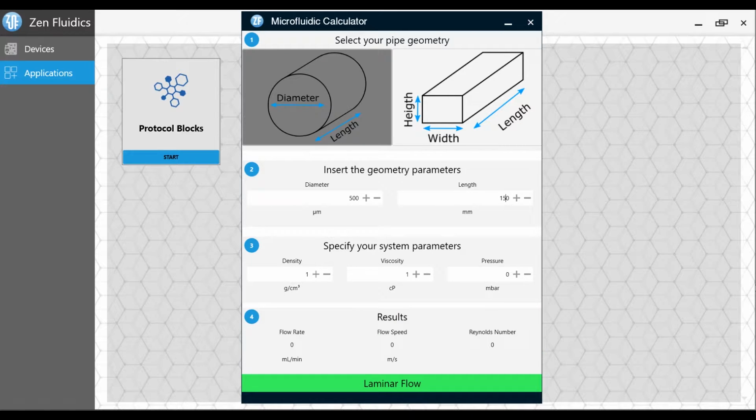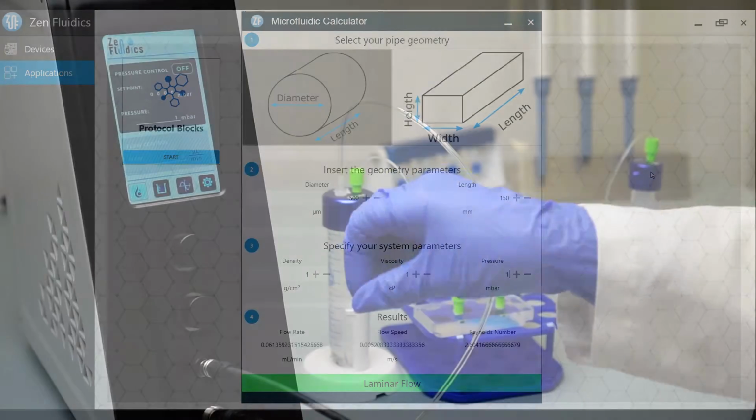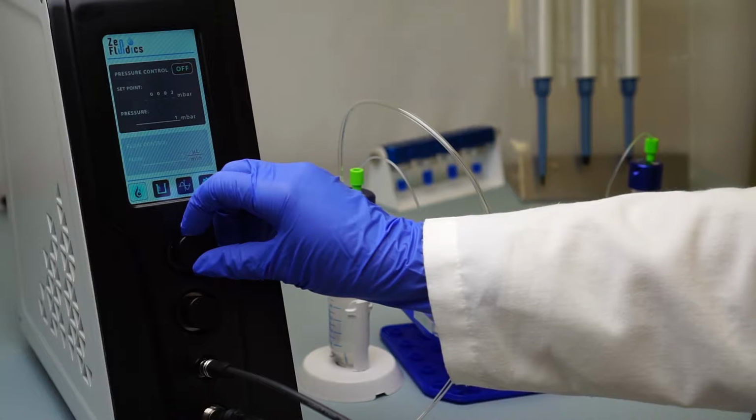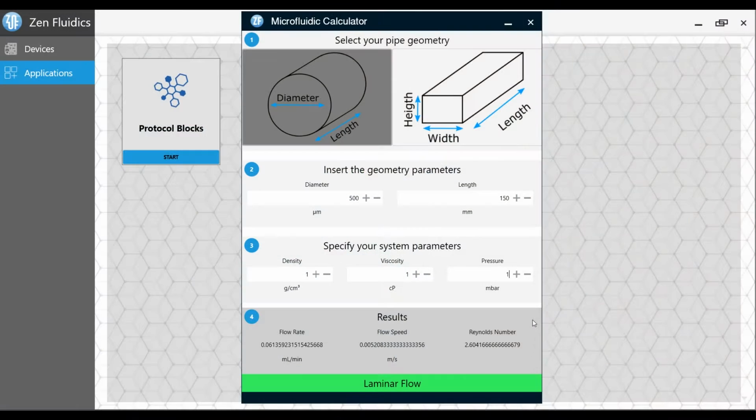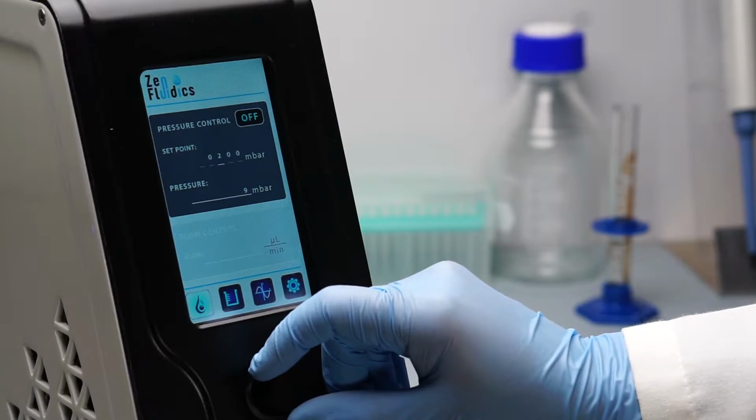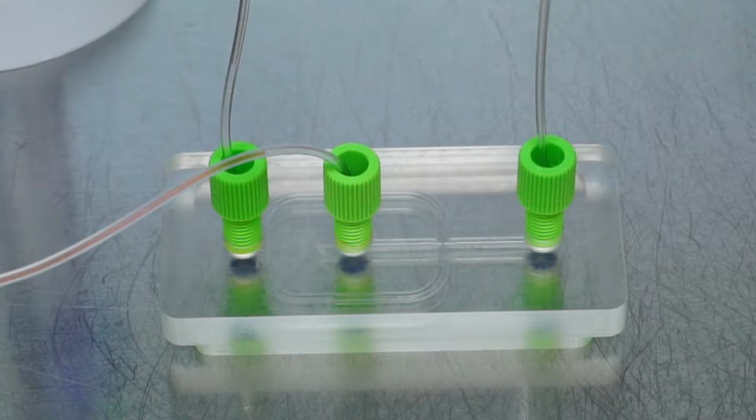The next step is to select the system parameters. Here, we take into account the density and viscosity of the fluid that we will be working with. In this case, it's distilled water. The next parameter is the pressure we wish to apply. As we mentioned in the tutorial, the Zen Fluidics Flow Control Unit works in a range of -500 to 1000 millibar. Input 1 millibar for this example. The result shown in the calculator is 61.36 microliters per minute. This means that each millibar we apply to the system, the flow increases 61.36 microliters per minute.